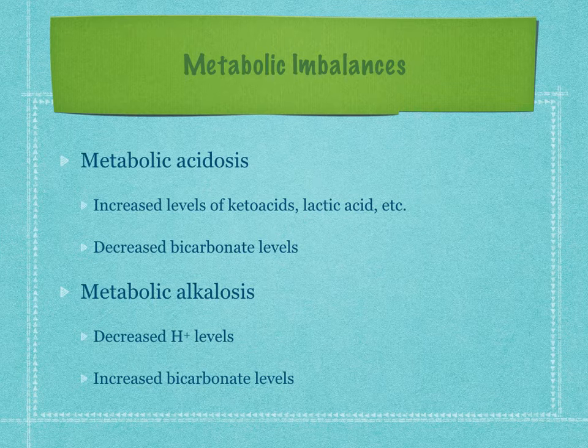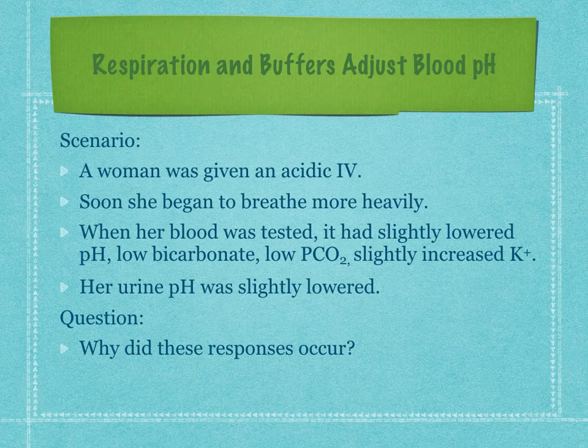So let's put this into practice. Here's our scenario. A woman was given an acidic IV. Soon she began to breathe more heavily. When her blood was tested, it had slightly lowered pH, low bicarb, low PCO2, slightly increased potassium. Her urine pH was slightly lower. Why did these responses occur?